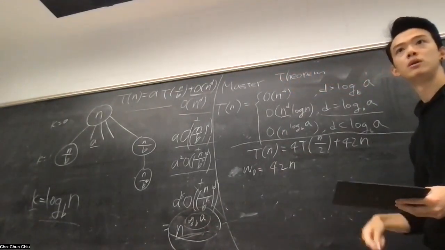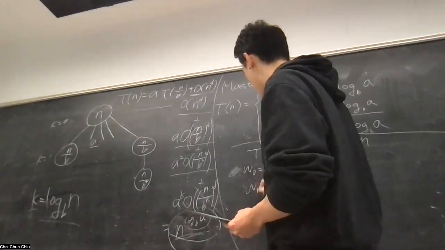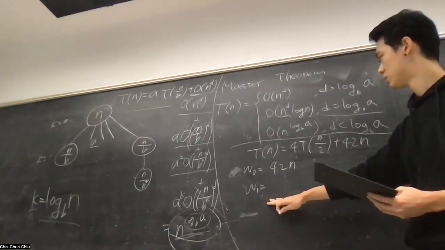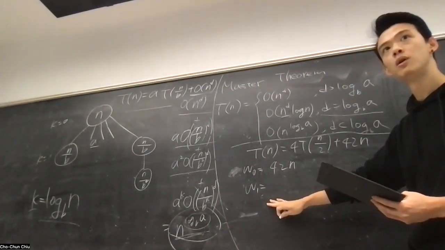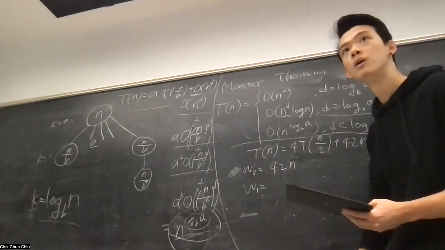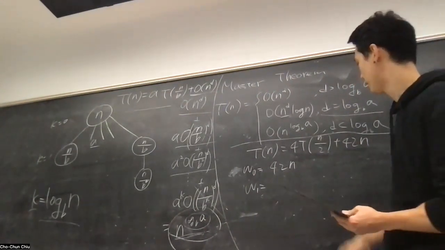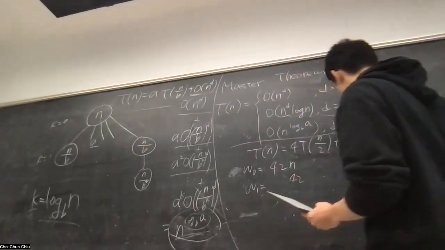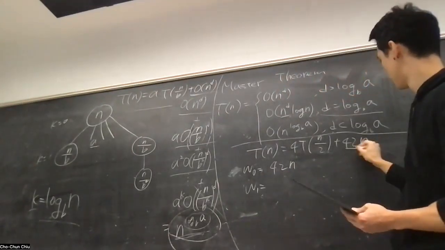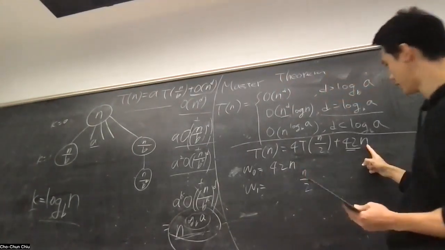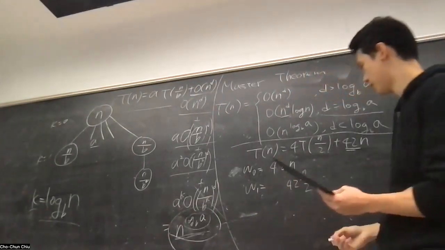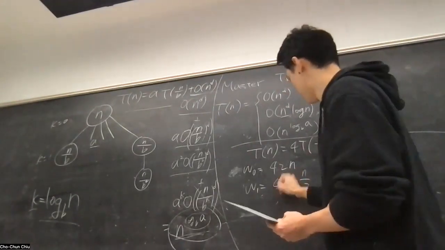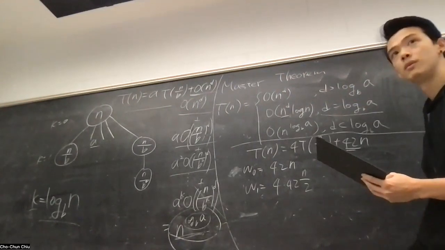Make sense? And then what's the size of work for the following? 42n over 2. Yeah, that's right. So we have 42 and we still have n over 2 here, right? And then that times 42. And at the same time, how many subproblems do we have? 4, right? Make sense?